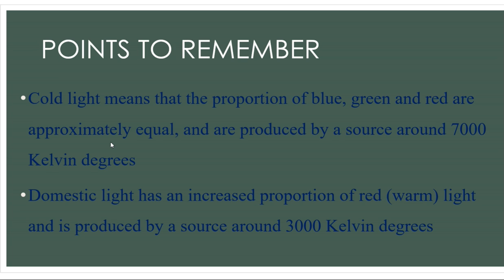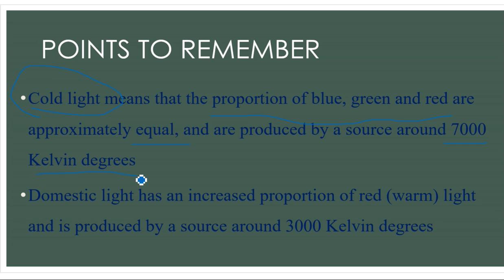Cold light. What is a cold light? This cold light concept nowadays is very important. Cold light doesn't mean that the light is cold. No. It means that the proportion of blue, green and red is approximately equal. And these lights are produced by a source of around 7000 Kelvin color temperature.